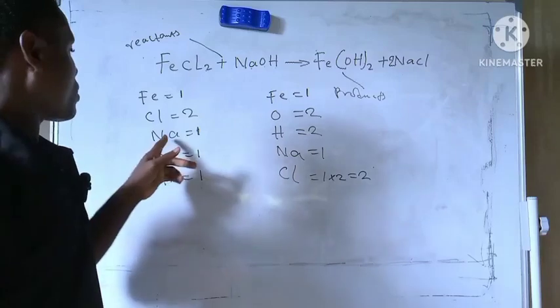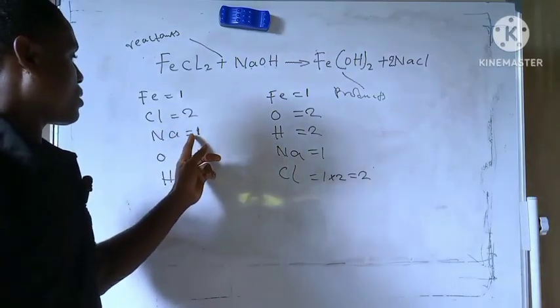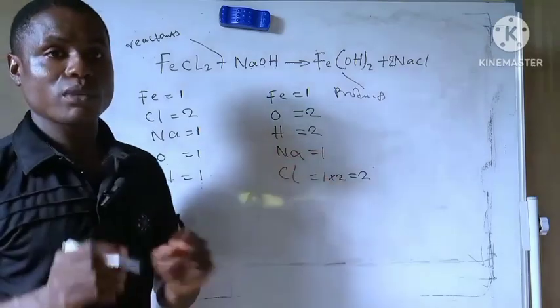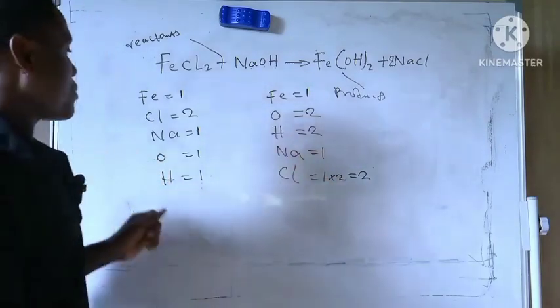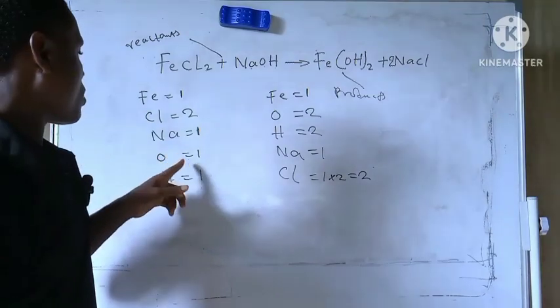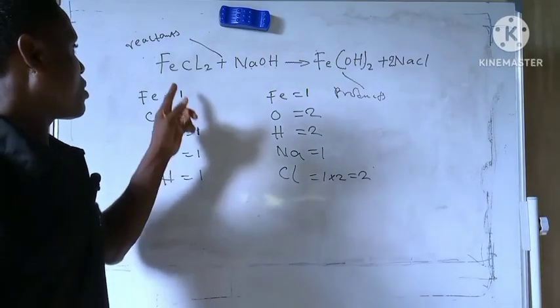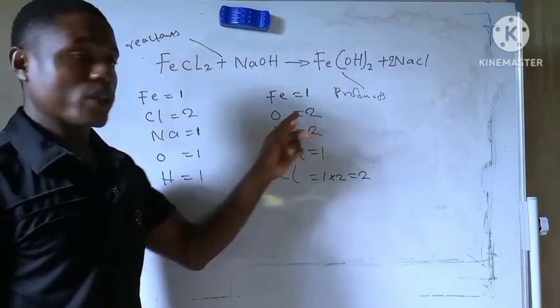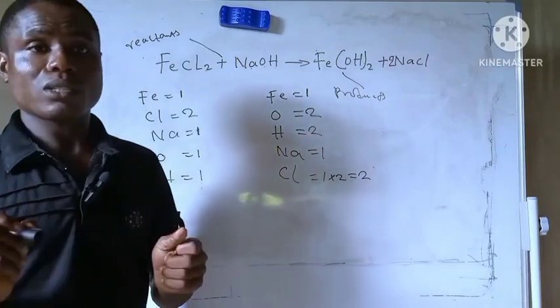Let's come to the third one. The third one, sodium is 1 at our left side, let's check our right side. Sodium is 1. Okay, sodium is balanced, right? So let's come to the fourth one. Oxygen here is 1 at our left side, oxygen here at our right side is 2. Meaning oxygen is not yet balanced.